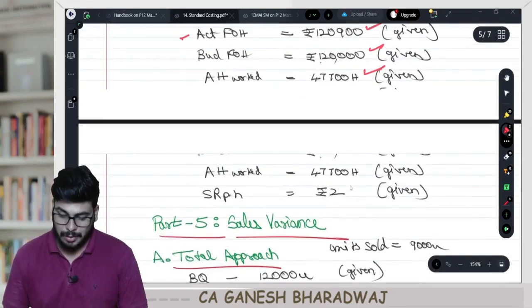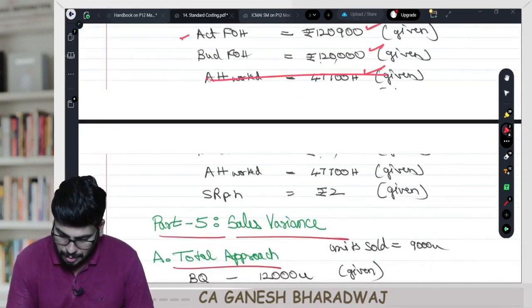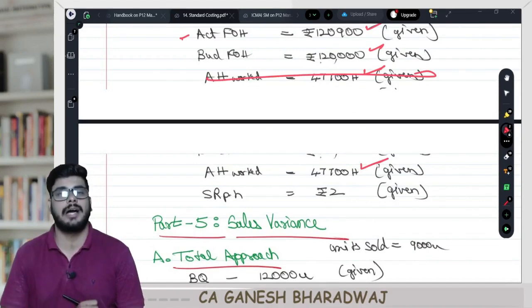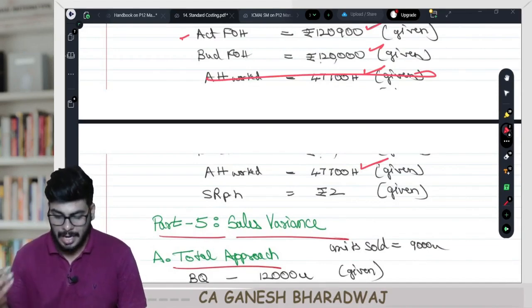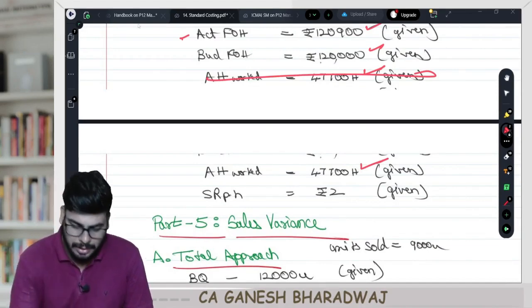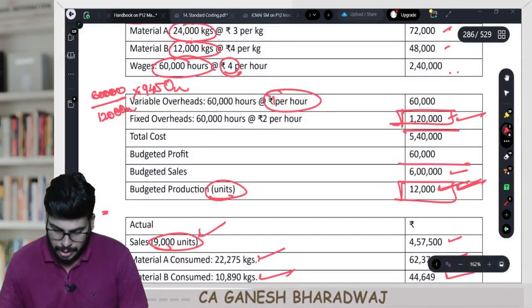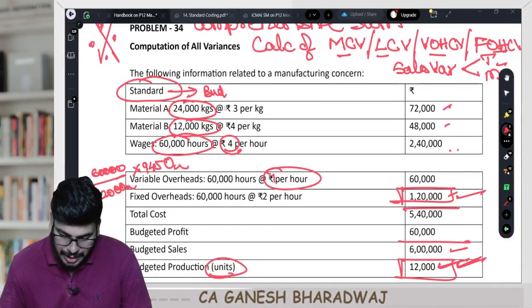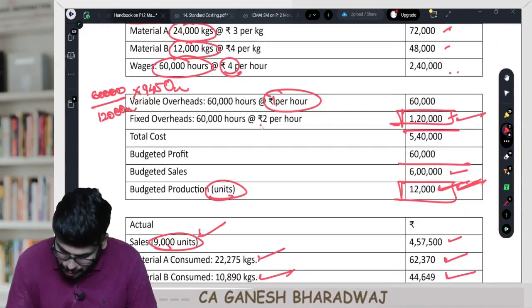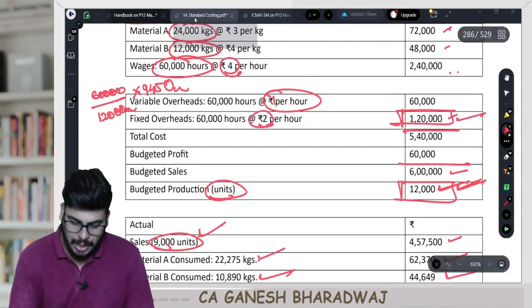What is the actual hours? It's got repeated here, so I'm striking this off. Actual hours worked, 47,700, and the standard rate per hour is also given in the question. Look at this. In the budgeted data, they have given the standard rate per hour as 2 rupees per hour.